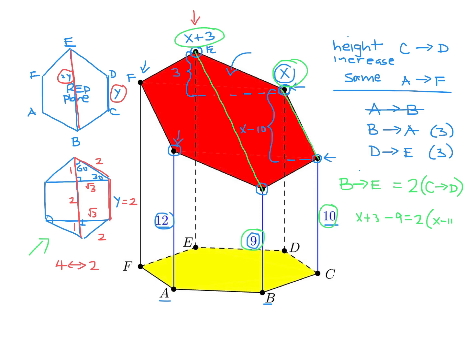X minus 10. Okay, well, that's pretty straightforward. After all this, we finally get to something that we can do without too much trouble. So what's that? x minus 6, 2x minus 20. So x is equal to 14. Okay, x equals 14. Now, what do they want us to figure out? The height at E, right? So if x is equal to 14, E was equal to x plus 3. So that's 14 plus 3, which is 17. There we go.